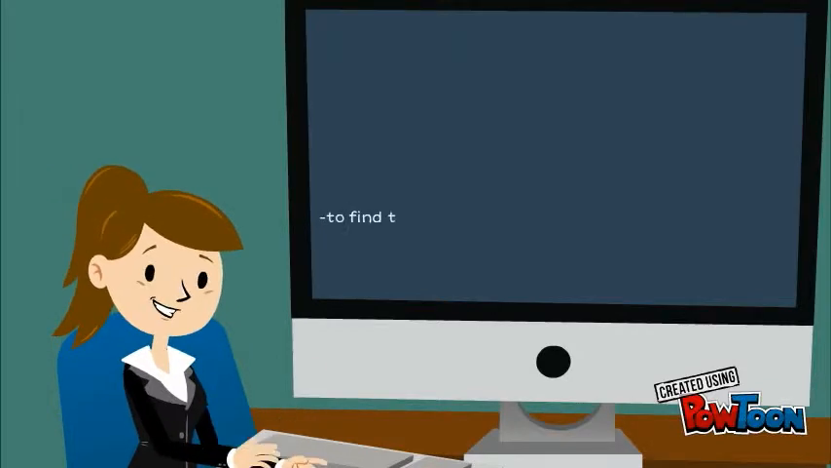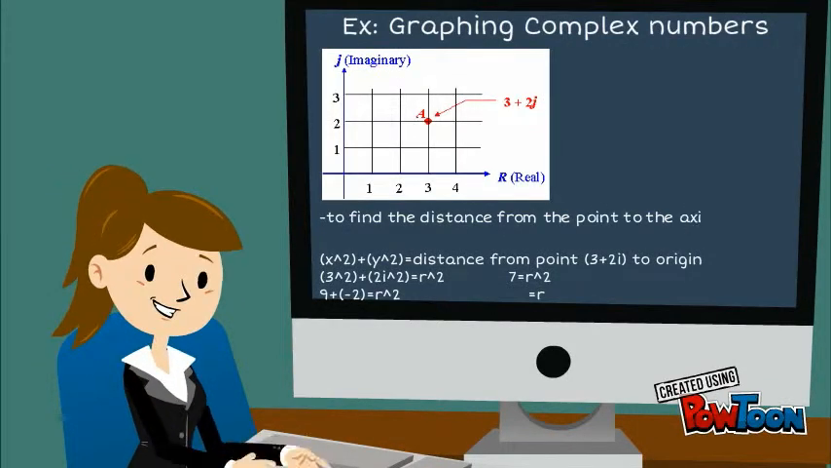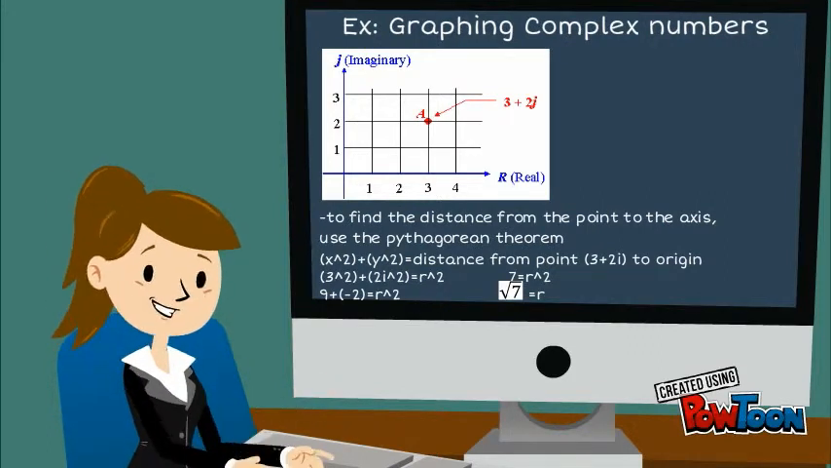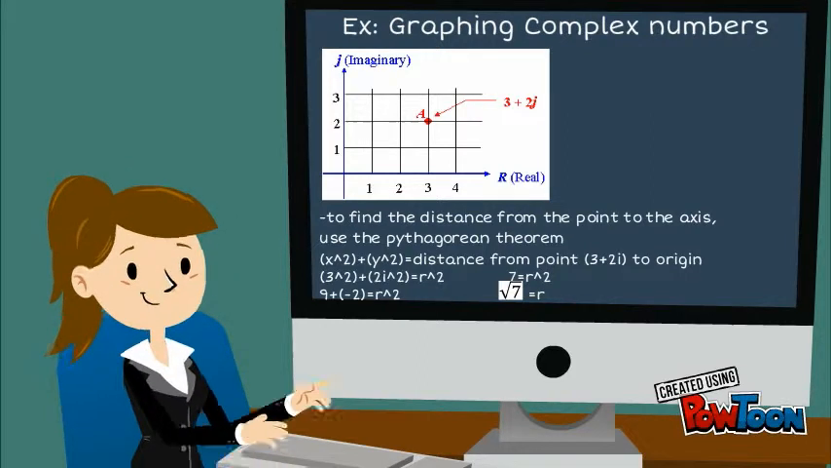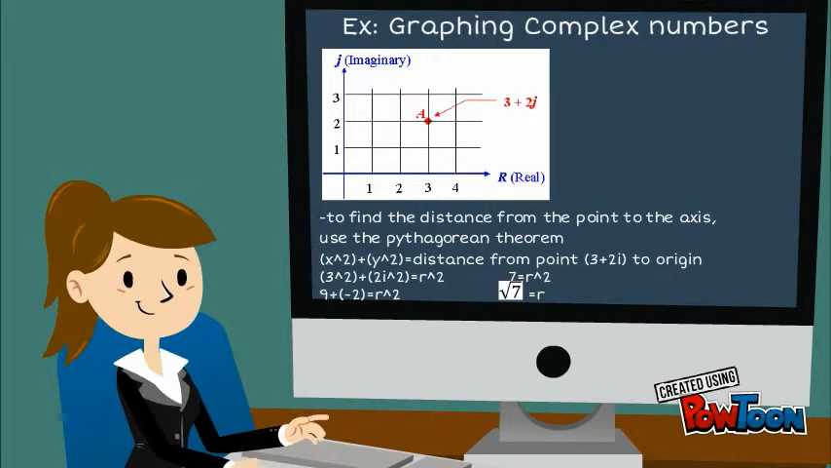Here's the last example. Find the distance from 3 plus 2i from the origin. Use the Pythagorean theorem, x squared plus y squared equals r squared, where r is the distance from the point to the origin. Therefore, 3 squared plus 2i squared equals r squared. Simplify to 9 minus 2 equals r squared, and r equals radical 7.